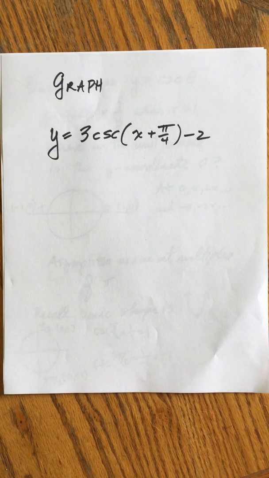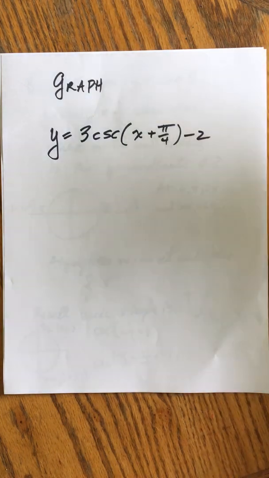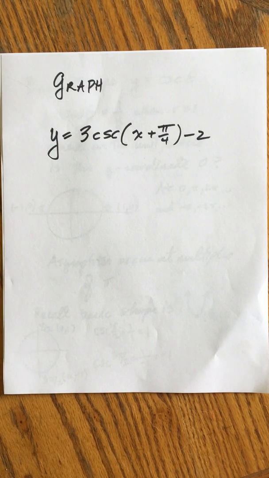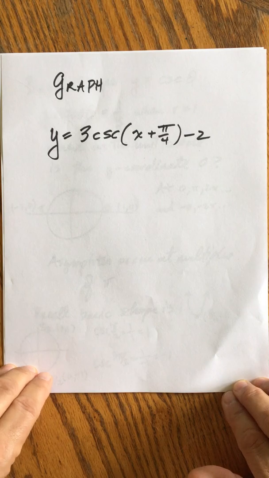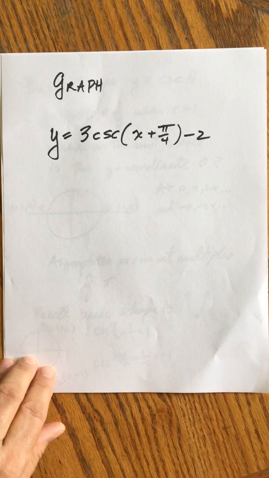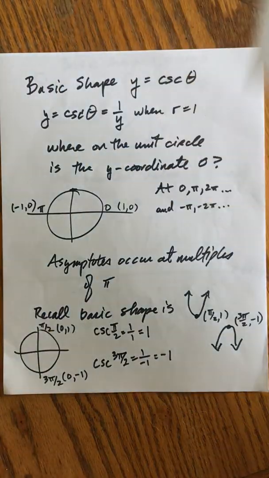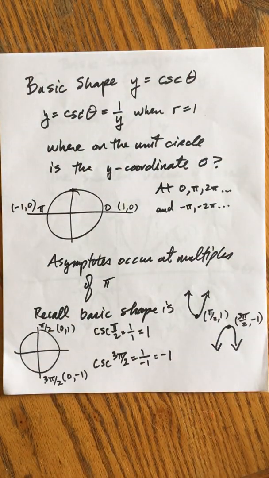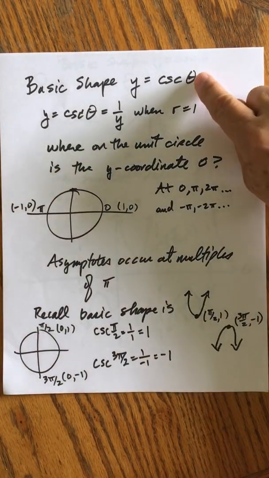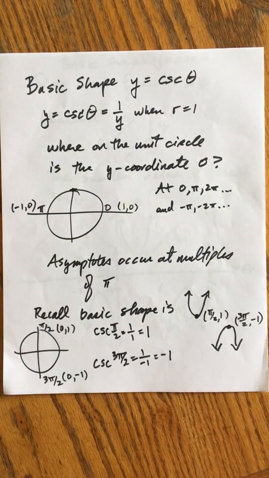Hello. In this video I want to talk about how to approach graphing y equals 3 cosecant (x plus pi over 4) minus 2. Now, I do want to just remind you again about the basic shape of y equals cosecant x or theta. It really doesn't matter what we have here as the input, it's just a placeholder.